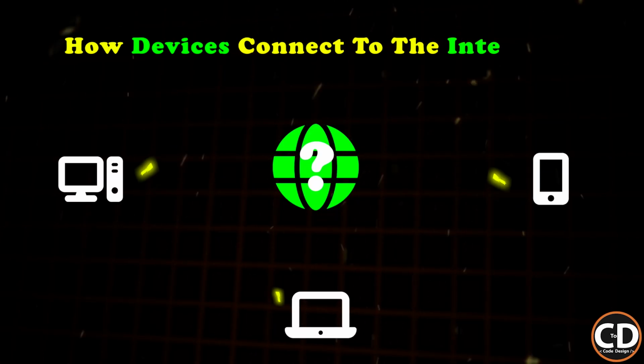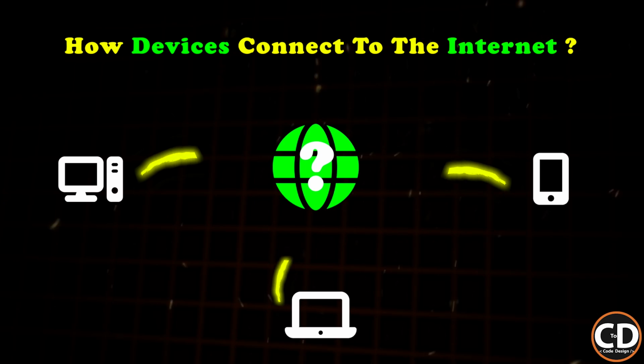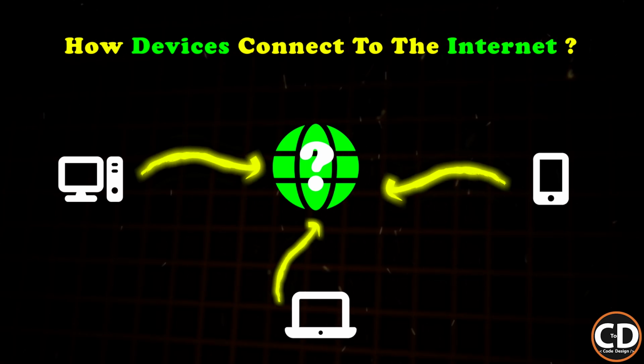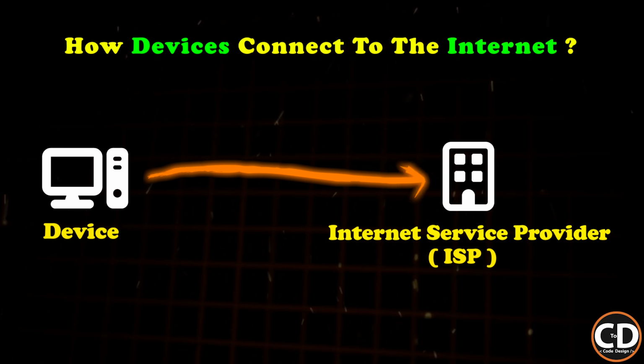So how does your device connect to the internet? Let's start with what happens when you connect your phone, computer, or any device to the internet. At first, your device needs to connect to an internet service provider. Your ISP is like a gatekeeper. They give you access to the internet. They essentially connect your device to the wider web.